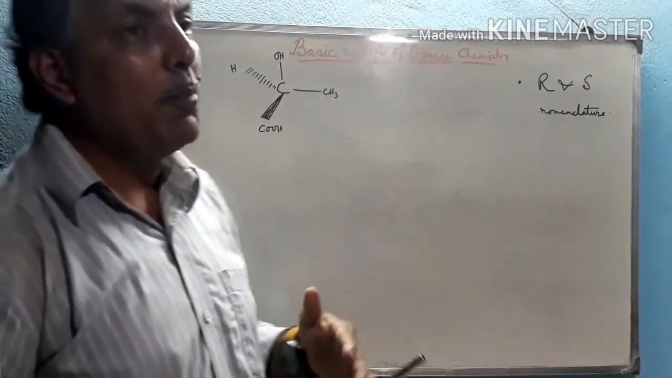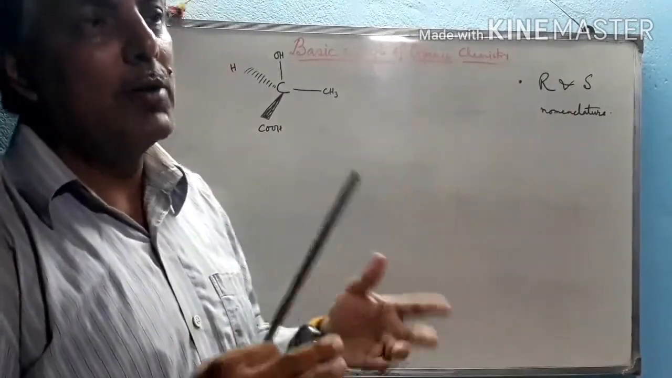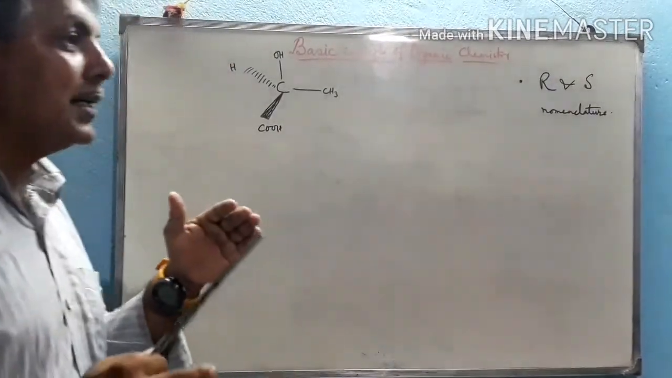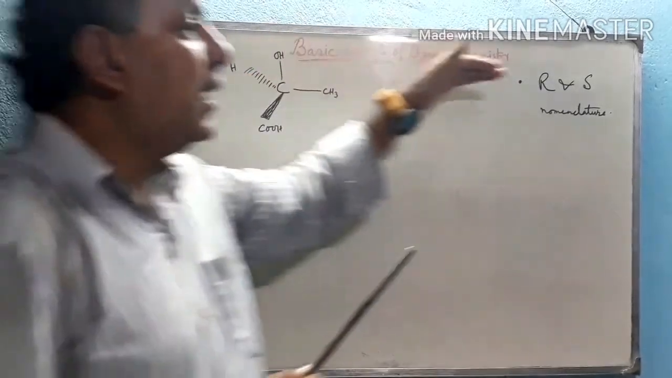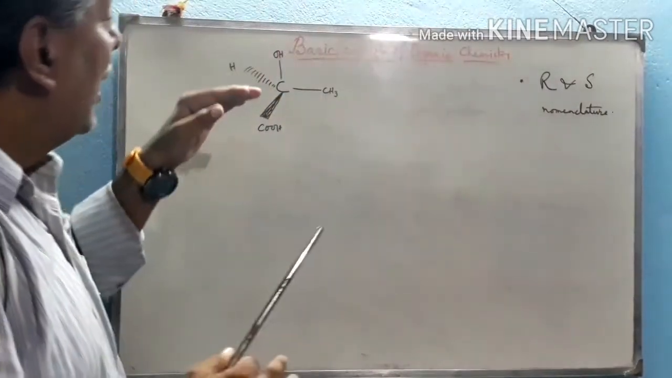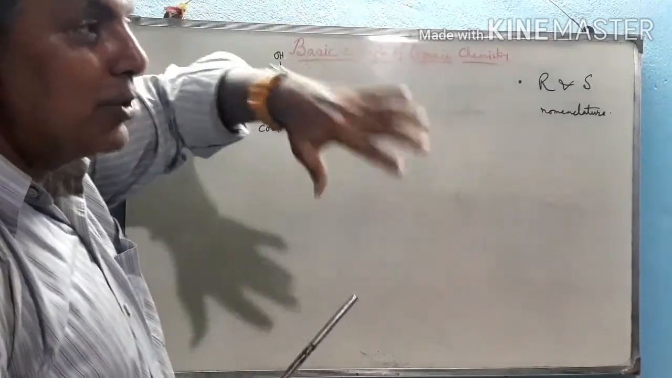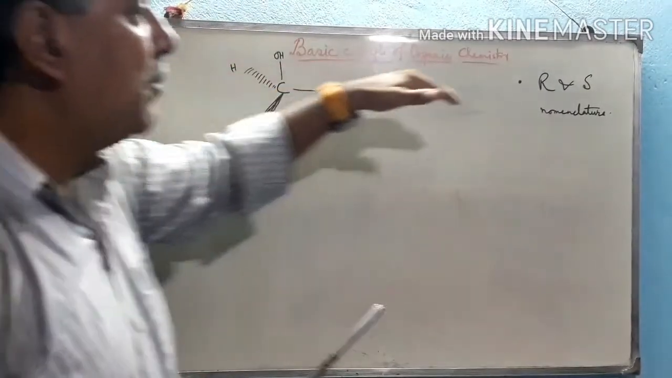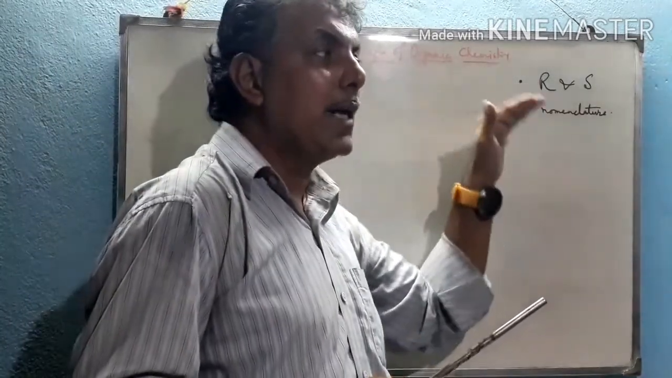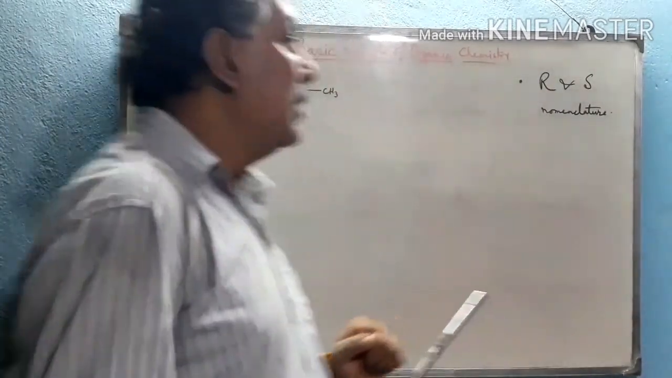But by seeing a compound, we can't tell which one is dextro and which one is levo. So there is another nomenclature, known as the R and S nomenclature, through which you can identify which one is clockwise rotated and which one is anti-clockwise rotated, by giving the names R and S. R is rectus, clockwise, and S is sinister, anti-clockwise.